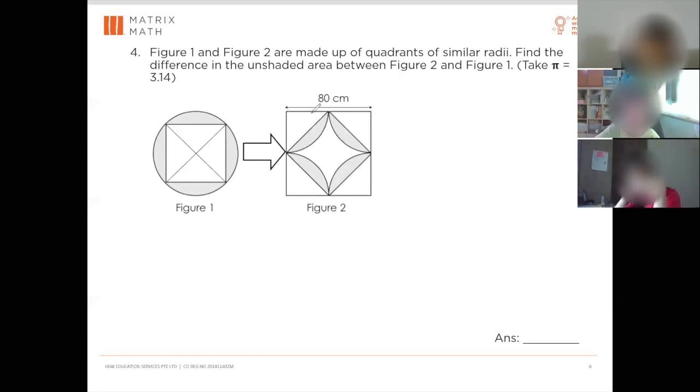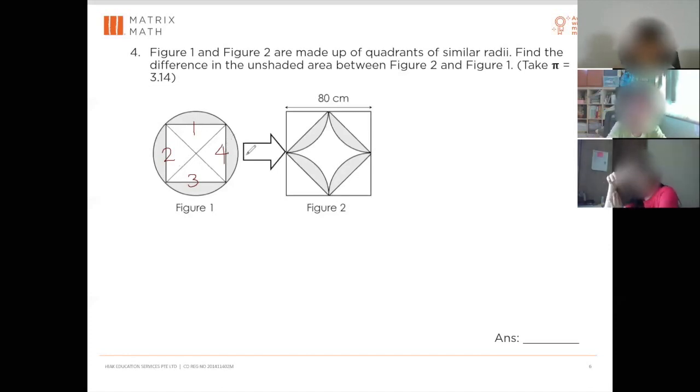But now when the 4 quadrants are flipped over, can you see what is inside this thing? What is inside figure 2 other than the 4 quadrants? Okay, if let's say you're confused, maybe what I'm going to do is name the quadrants. Let's call this quadrant 1, quadrant 2, quadrant 3, and quadrant 4.